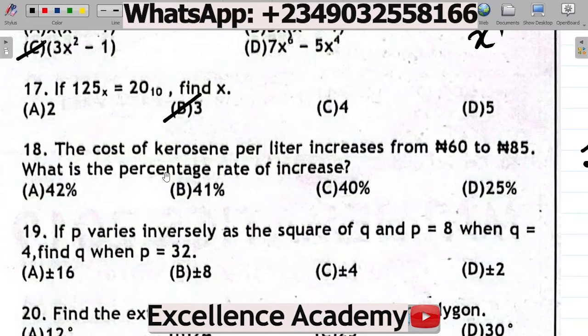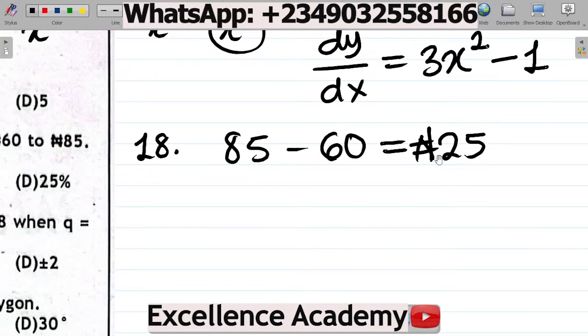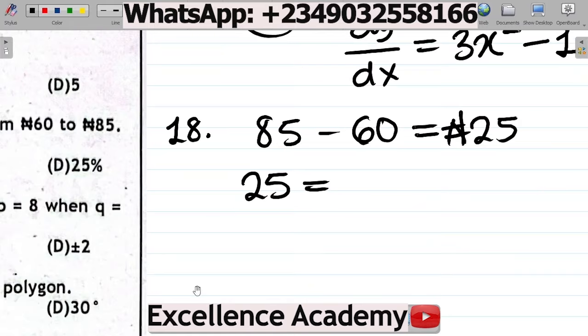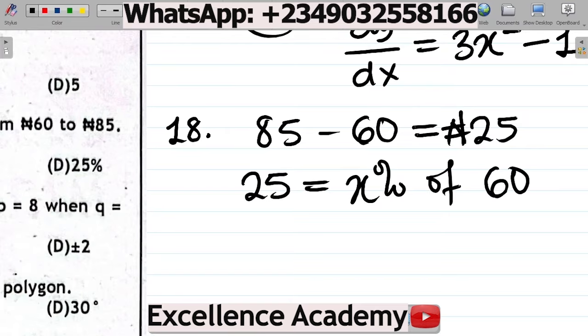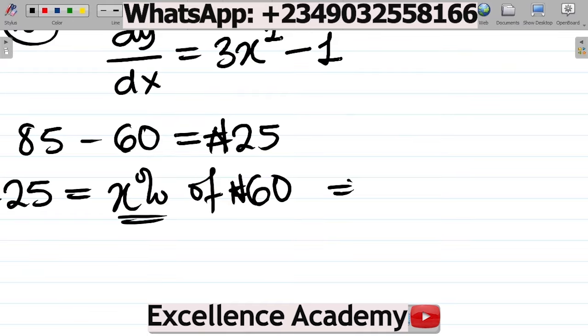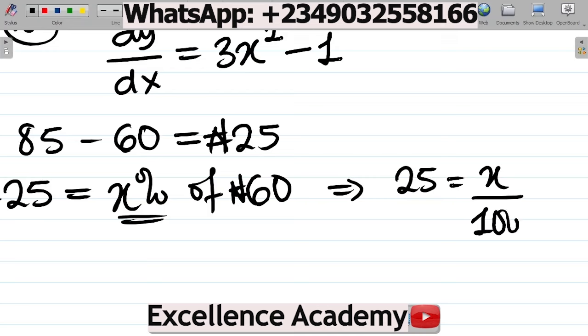Now they said you should find the percentage rate of increase. The increased value there is 25 naira. So 25 will equal what percentage of the initial? That's X percent of the initial 60 naira. So 25 is equal to X percent, which is X over 100 times 60. Work on this from here.